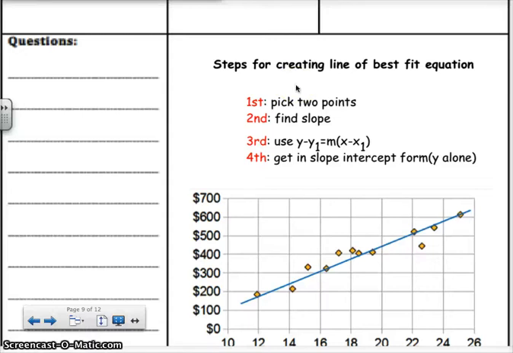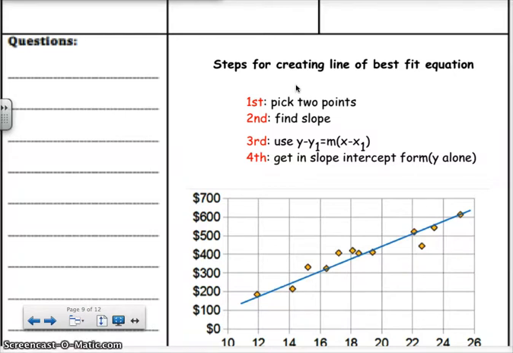All right, we are going to take our knowledge of scatter plots and lines of best fit, and we're going to turn it into a concrete line, meaning we're going to identify the slope of it and put it into slope-intercept form, and then use that line of best fit to make predictions, okay?